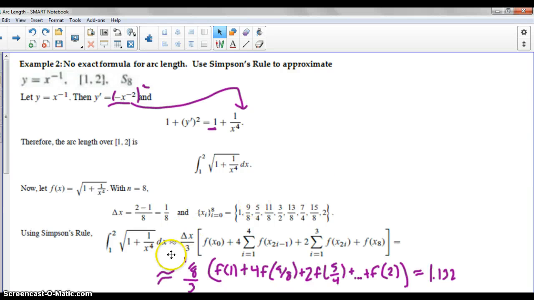Just to finish up that last problem, I got cut off when the timing ran out. To calculate the final Simpson's rule approximation, take 1/8 over 3, which is 1/24, and plug in each of these endpoints into the Simpson's rule formula. You first take f of the first number, 4 times f of the second number, 2 times f of the third number, and you repeat the process 4, 2, 4, 2 all the way until you reach the last value. You'll place that into f of 2 with no coefficient, and your arc length approximation should be 1.132.